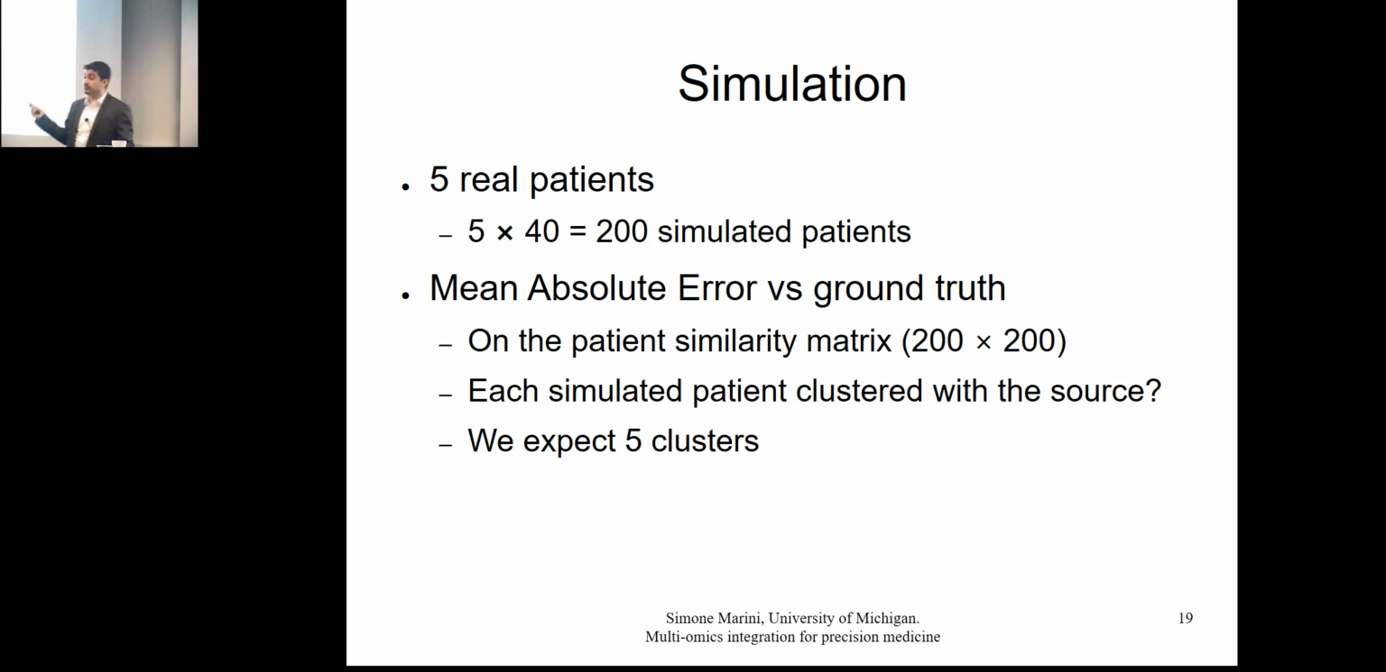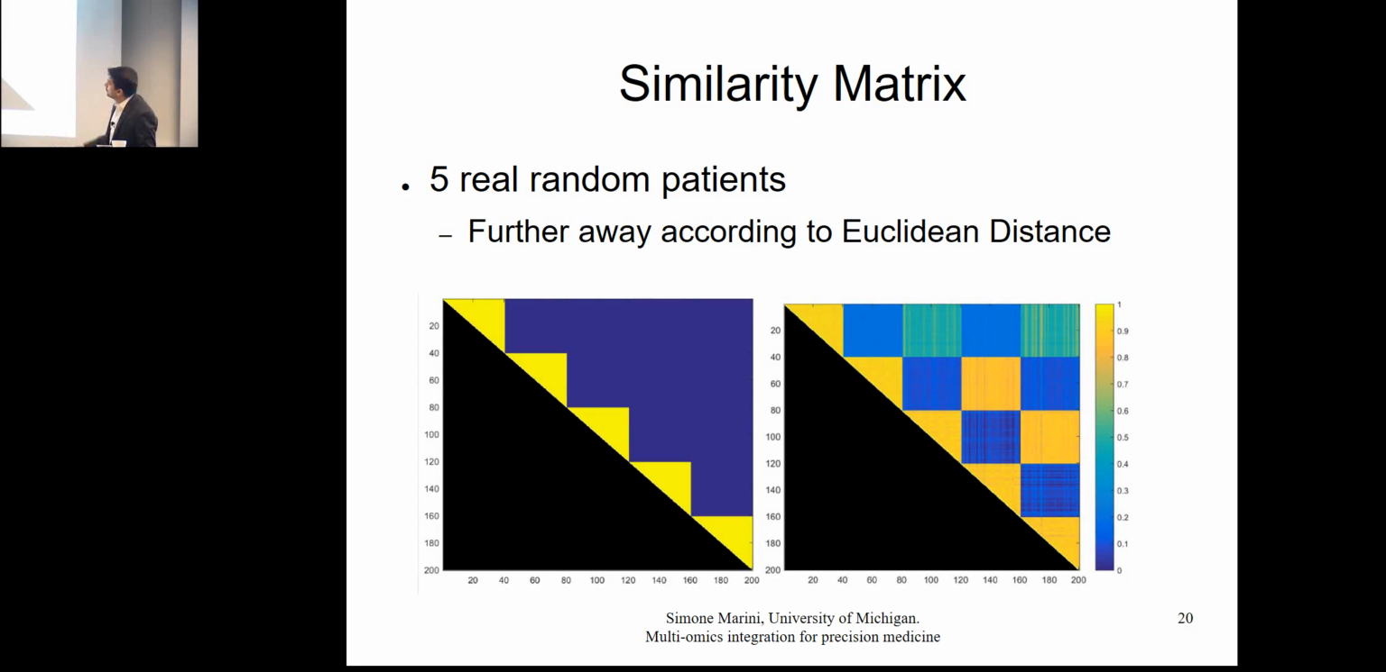Now, I don't tell my algorithm the ground truth. This is unsupervised learning. I run it, and I check how it goes. So, for example, we have 200 simulated patients, right?